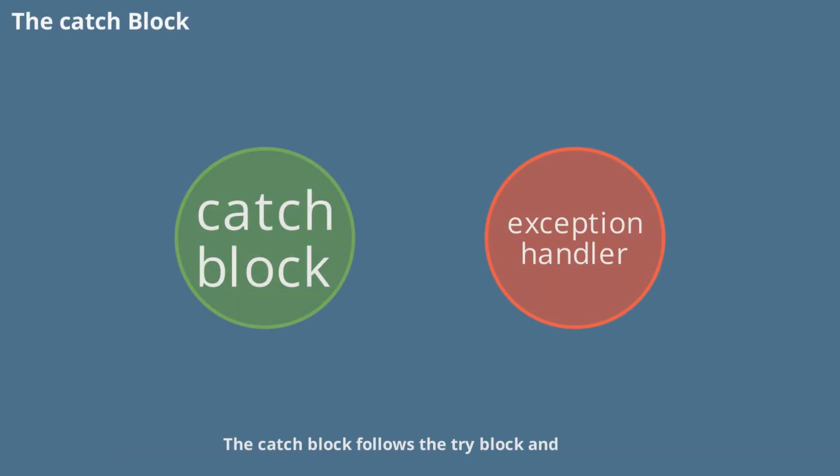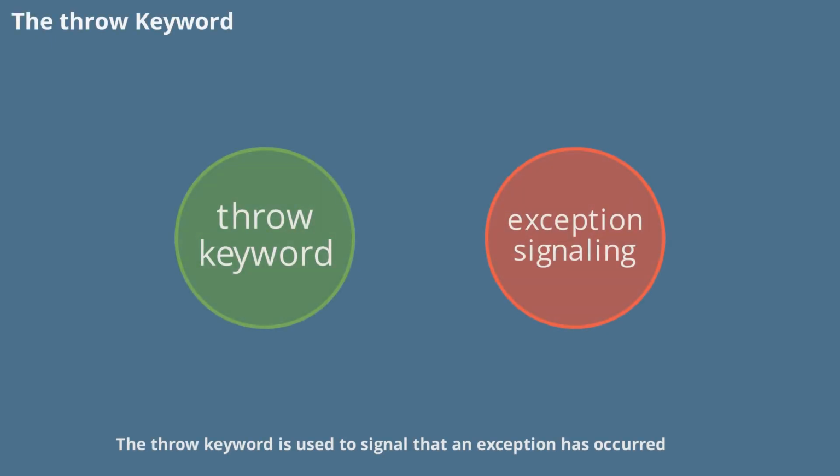The catch block follows the try block and is used to handle exceptions that are thrown. You can have multiple catch blocks to handle different types of exceptions. When an exception is thrown, the catch block that matches the exception type is executed, allowing you to respond appropriately to different error conditions. The throw keyword is used to signal that an exception has occurred. When a problem is detected in your code, you can use throw to pass an exception object to the nearest catch block. This mechanism allows you to separate error detection from error handling, making your code cleaner and more maintainable.